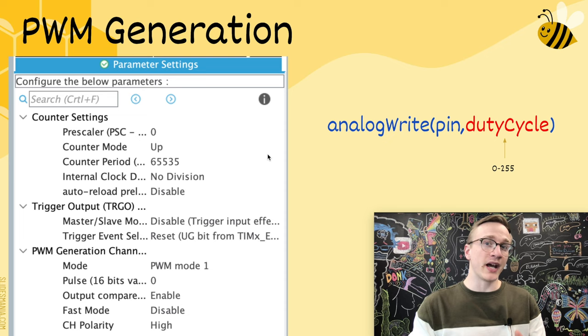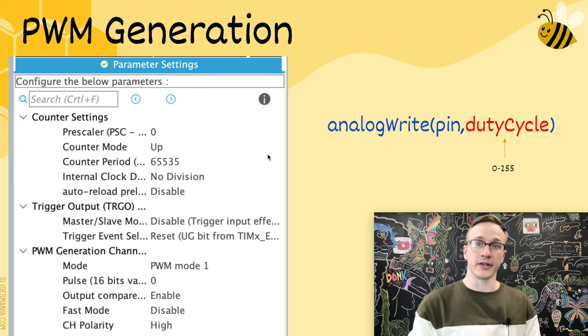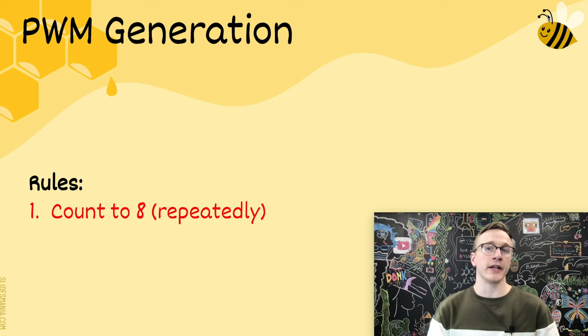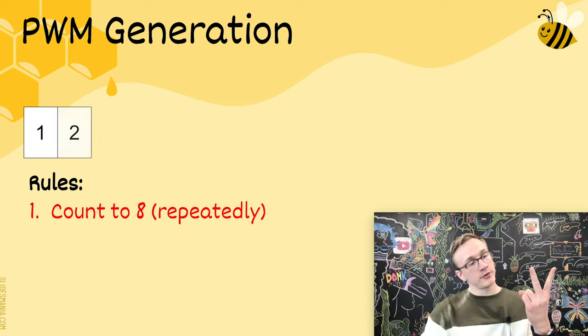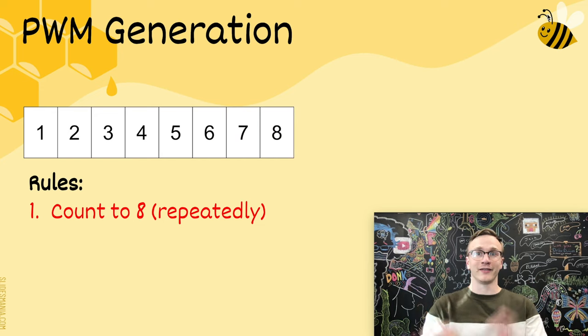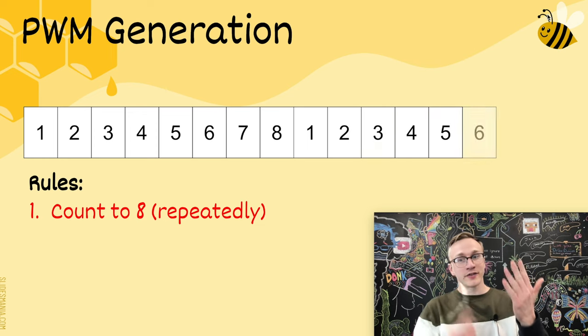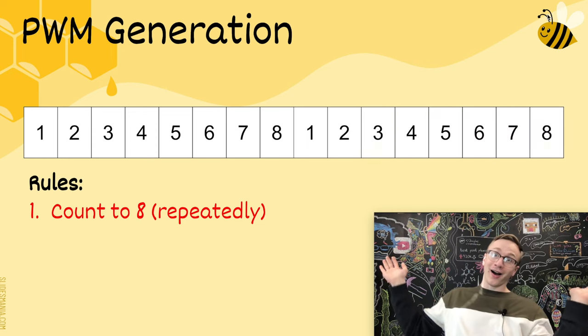So before we jump into how to configure this, let's talk a little bit more about how a microcontroller generates a PWM signal. Let's start by counting to 8 over and over again. 1, 2, 3, 4, 5, 6, 7, 8. We did it! Now let's do it again. 1, 2, 3, 4, 5, 6, 7, 8.